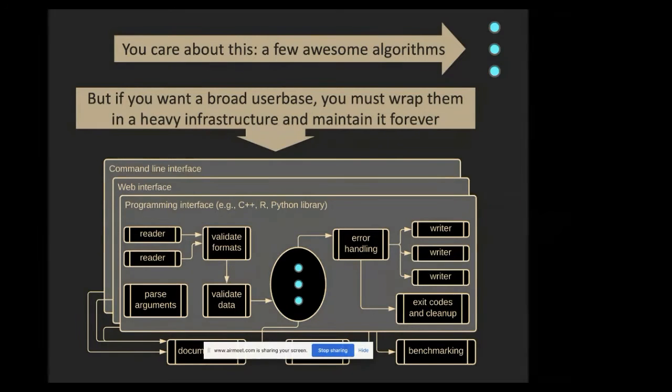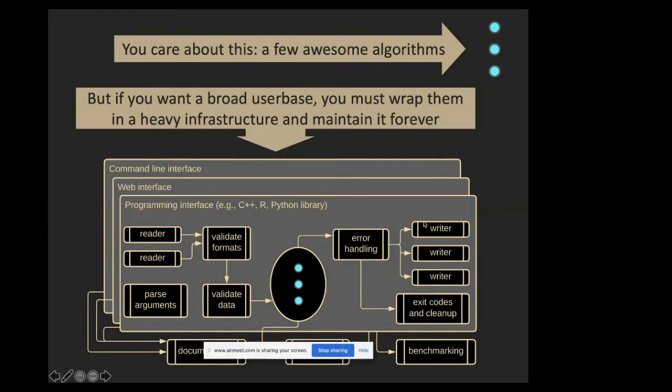But if you want a broad user base, you must wrap your algorithm in a heavy infrastructure and maintain it forever. You need to add readers for data in various formats. You need to add data validators, add argument parsers, add dispatch and control code for executing your core functions, add error handling, logging, cleanup, exit code setting, and writers for your different output formats.